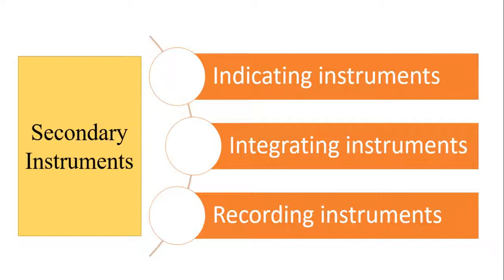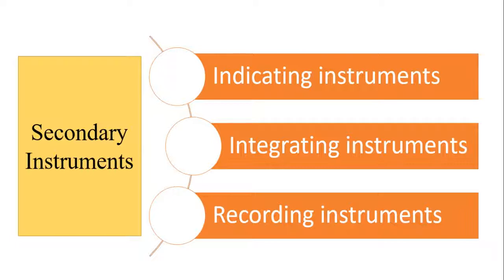First is the indicating instrument. The name itself indicates that they indicate the magnitude of the quantity to be measured. They generally make use of a dial and a pointer to indicate the quantity for this purpose.